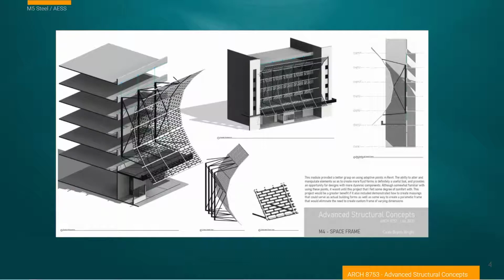A couple of reviews of this week's project. This was Caleb's project, and he mentioned something down here, and I wanted to reiterate it. He says a way of improving the project would be a greater benefit if it also demonstrated how to create massings that could serve as actual building forms, as well as create a parametric frame that would eliminate the need to create custom framing of varying dimensions. And the issue I wanted to point out was we're really not creating custom frames of varying dimensions.